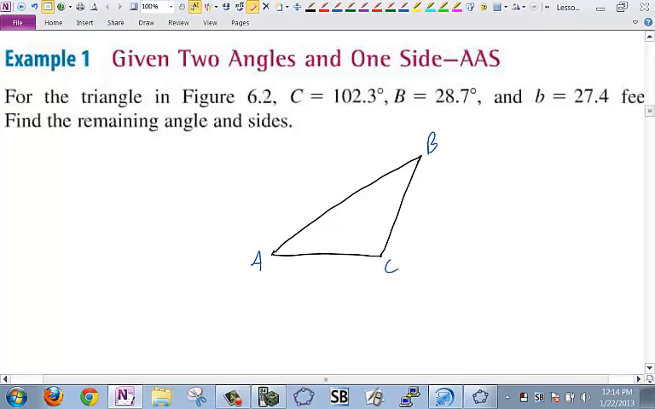I don't want that to happen. Okay, so let's label what we know. We know this is 102.3 degrees. We know that this is 28.7 degrees. And we know that this side right here is 27.4. In fact, I just noticed I actually drew this triangle different than when I did second period. Second period I did BCA. Doesn't matter.